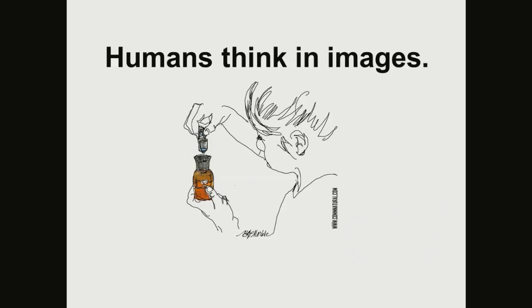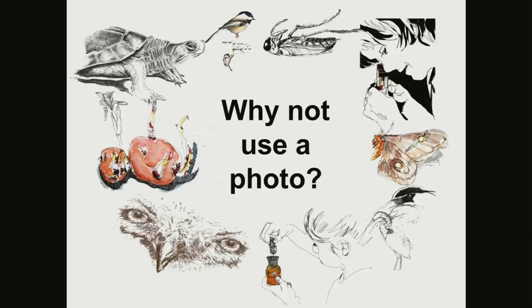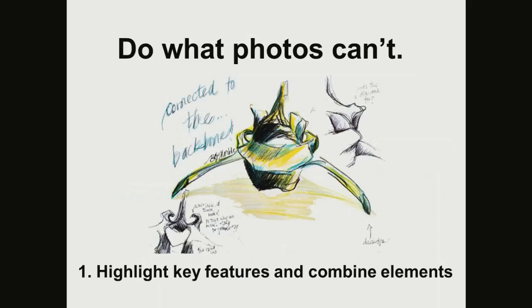Now, I'm not an advocate for drawing just because I'm an illustrator and art science integration consultant. So let's ask a question. Why not just use a photo? Illustrations can do some things that photos can't. An illustration can highlight key features and combine elements, creating an accurate representation by showing multiple angles or cross-sections, and so on. Photographs usually cannot do this without being heavily manipulated, without essentially being turned into illustrations.